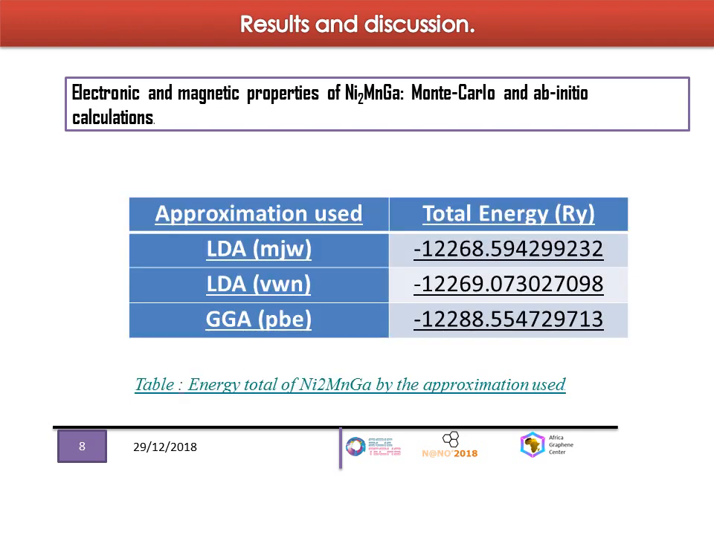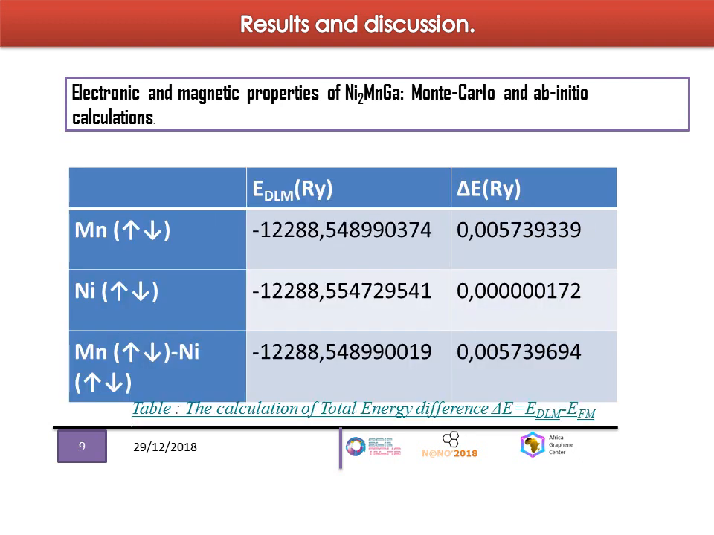It has been found that the total energy of the system Ni2MnGa obtained by the GGA approximation was smaller than with the LDA approximation. This means that GGA is optimal for our compound. So, from that result, the rest of the calculations will be treated by the GGA approximation.